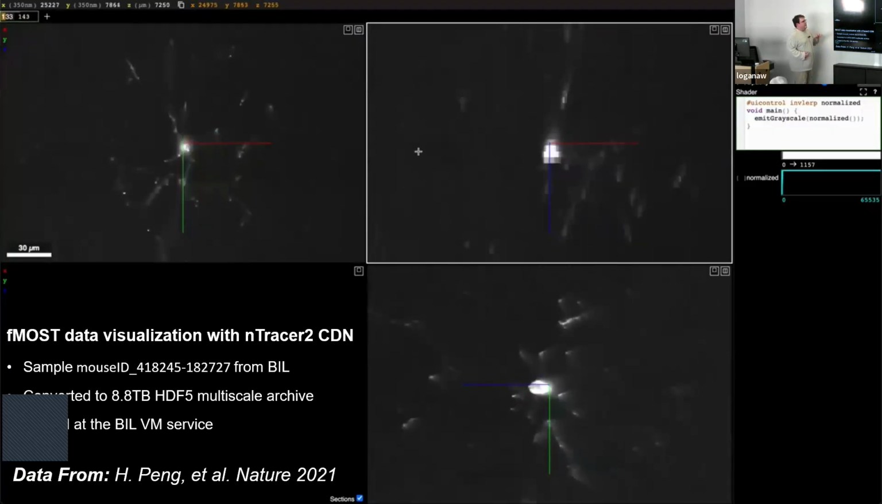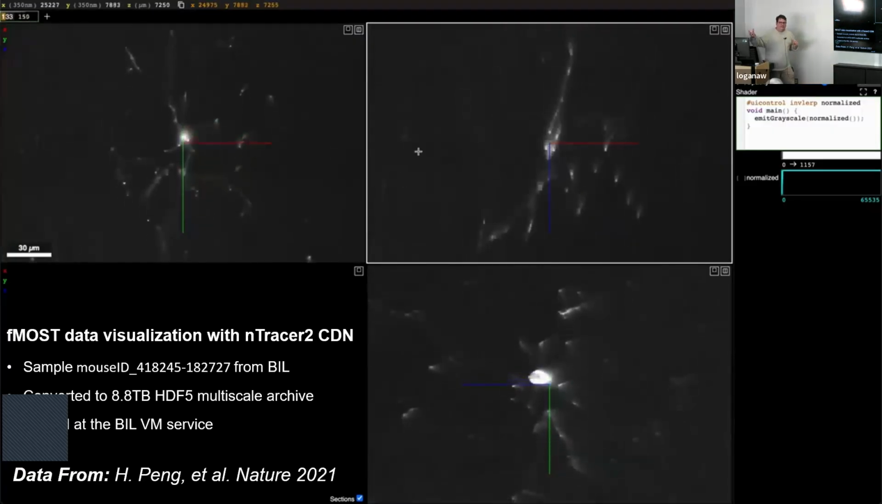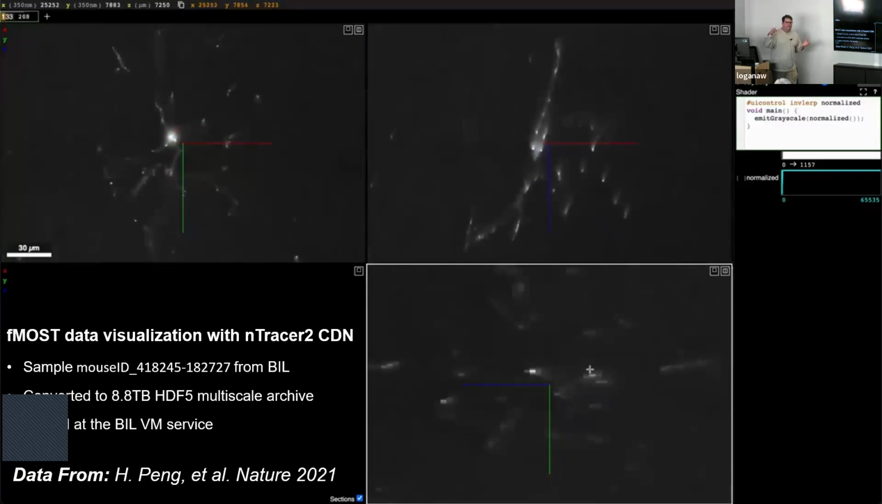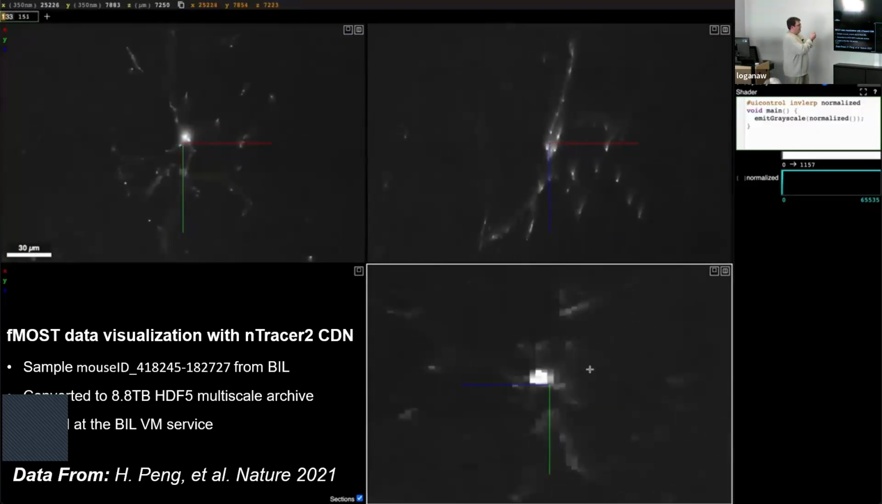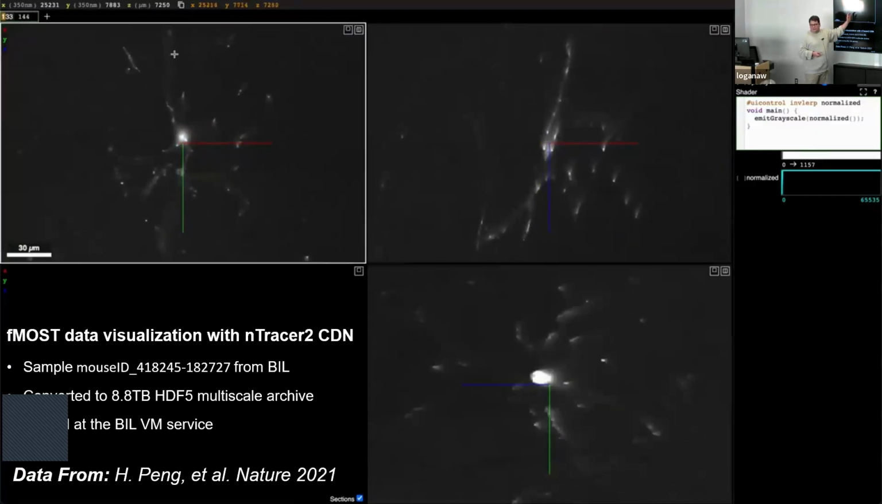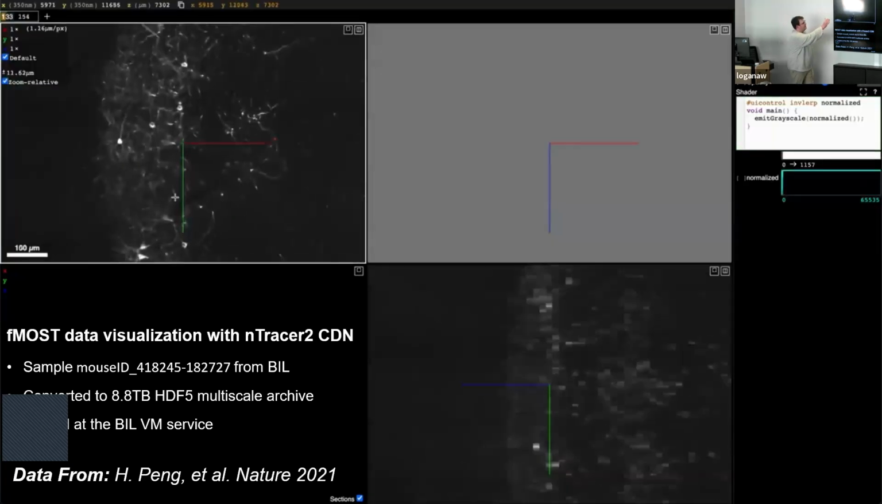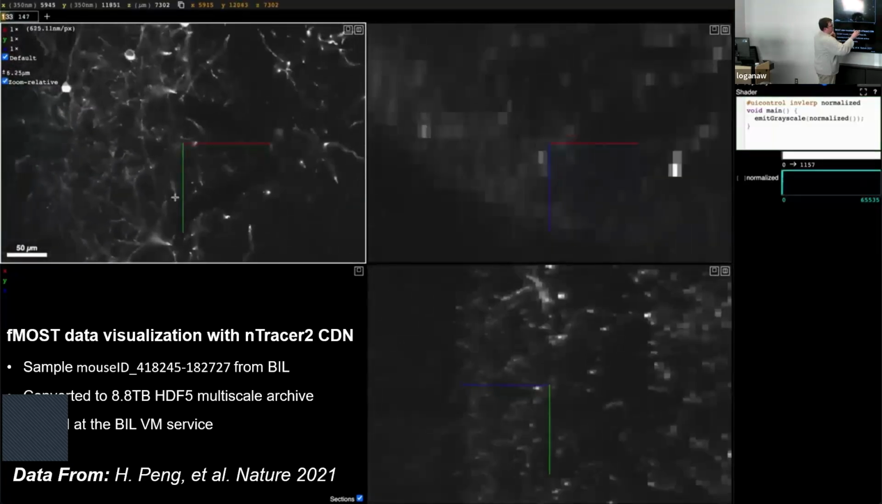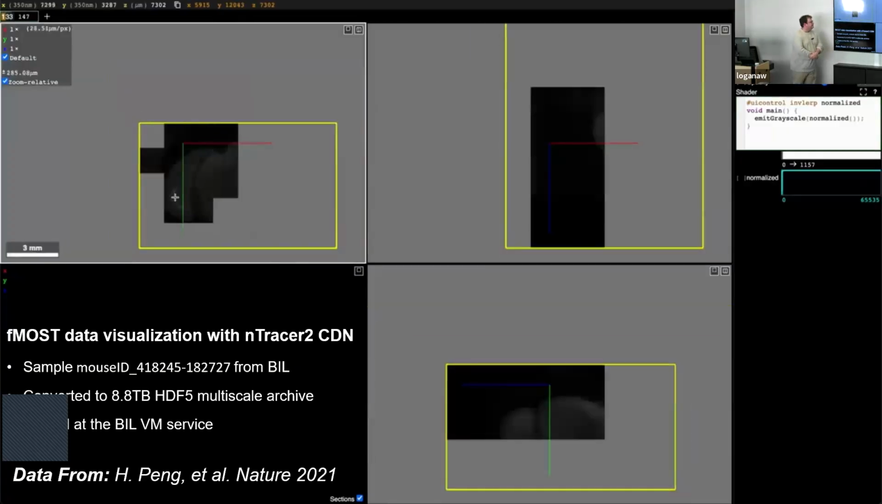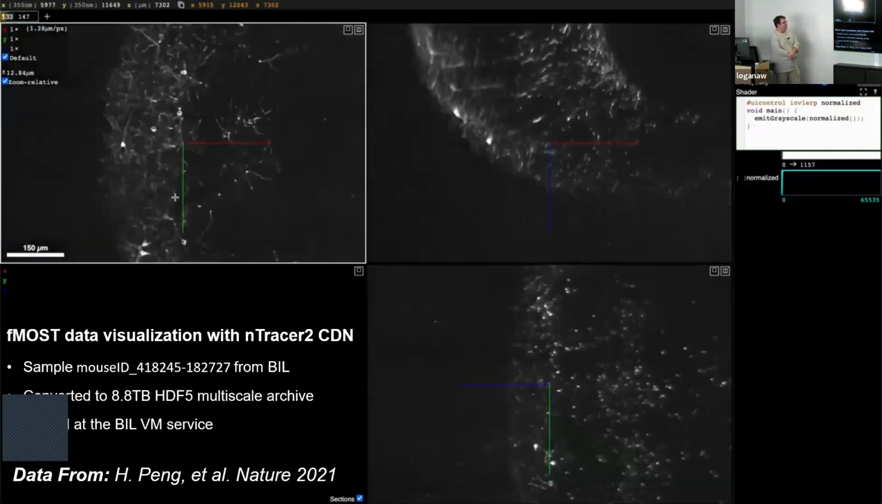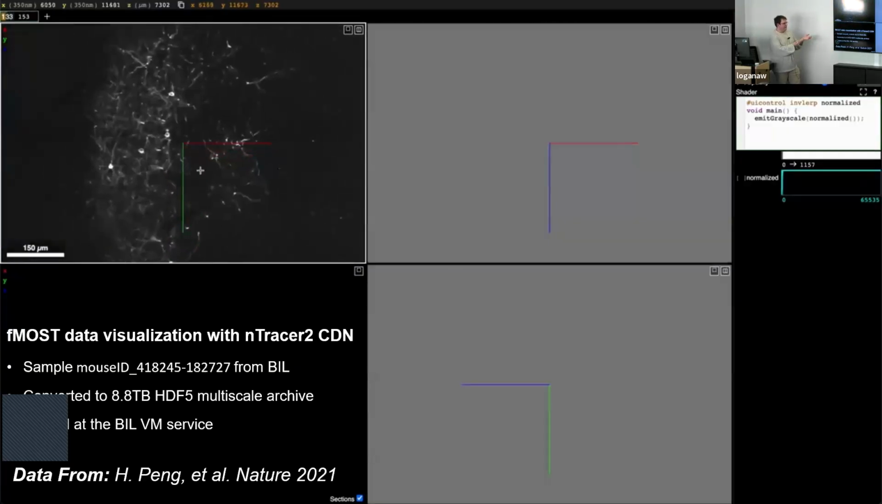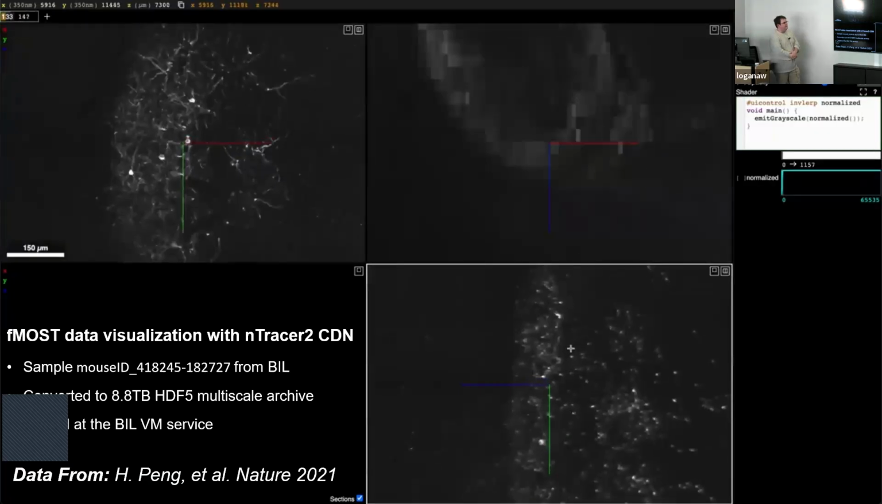So this is the CDN running on our server, taking this data, pulling it out from all of our data archives, reconstructing the image and sending it to the user in all of these different views. So this is XY, ZY, or ZX, ZY, right? And you can see it's relatively performant despite the fact that you're manipulating a 9 terabyte data set.